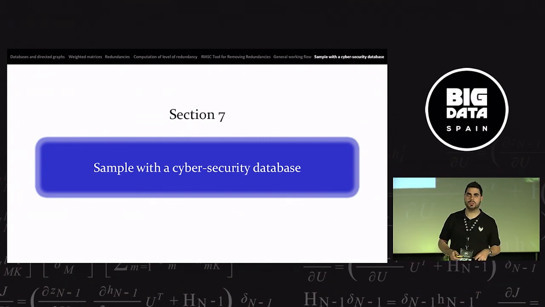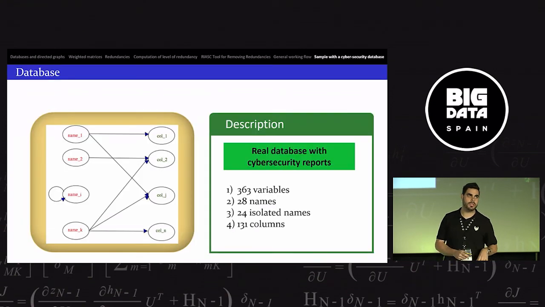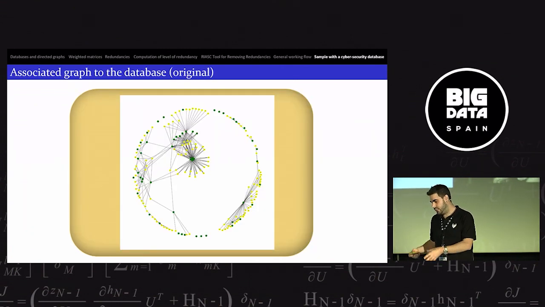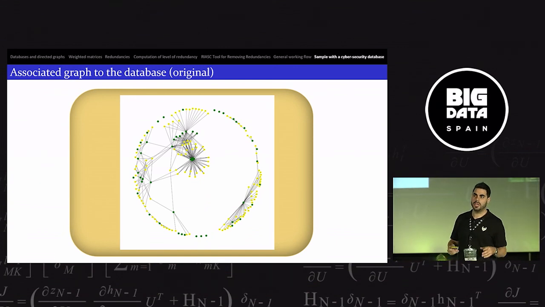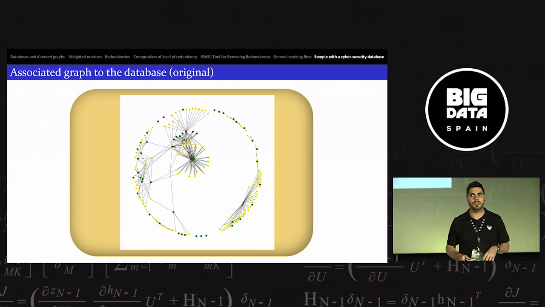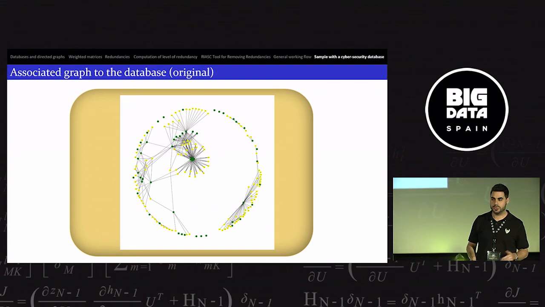We have been lucky because we had access to a real cybersecurity database that was composed at the beginning of 363 variables, divided between isolated names and names with columns. We introduced the database in our tool and generated the first initial graph, which is the graph that we are seeing on the screen. The green nodes represent the names, and the yellow ones represent the columns.